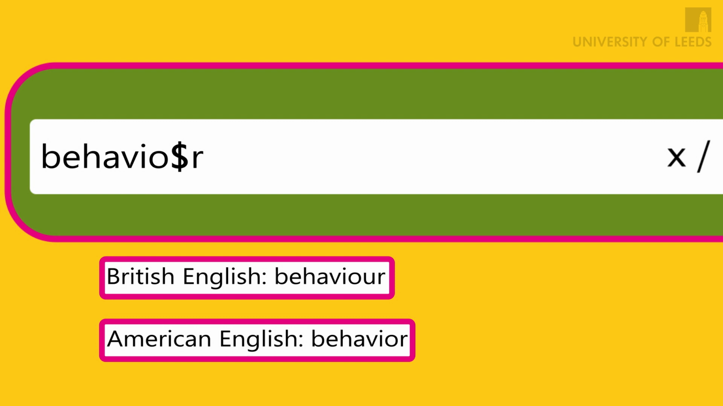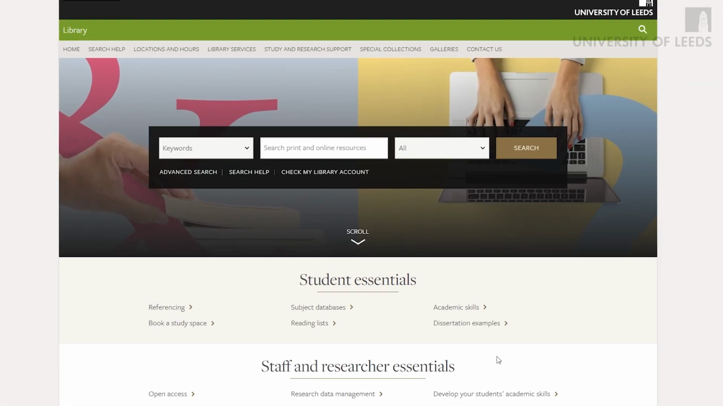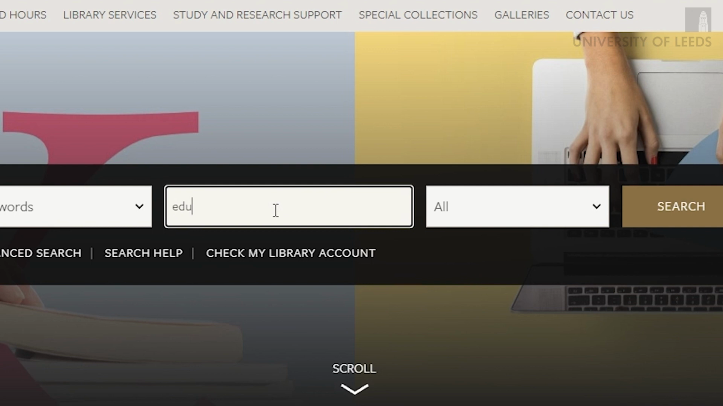So why go to all this trouble? If you want to make sure that your searches find information written in both American and British English, or words with lots of possible endings, truncation and wildcards do all of the hard work for you, ensuring that useful papers and books aren't missed.